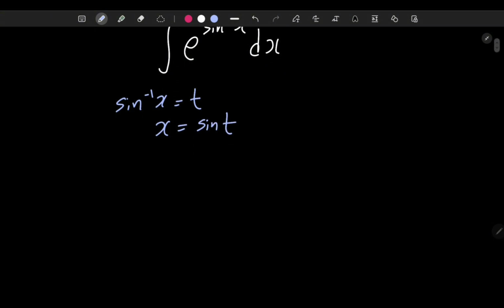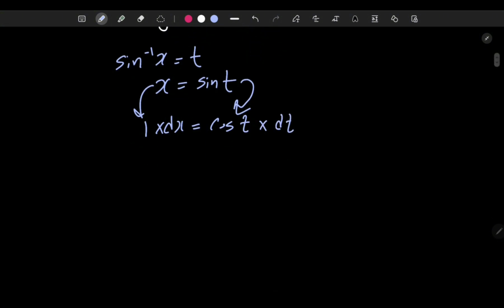Now I am going to differentiate this with respect to x. Then this becomes 1 times dx. The right hand side becomes, the differentiation of sine is cos. This is cos t, and then I'm going to multiply this by dt, right? Then I can write this as dx equals cos t times dt.